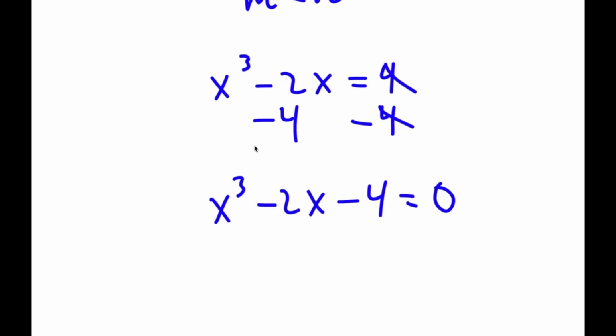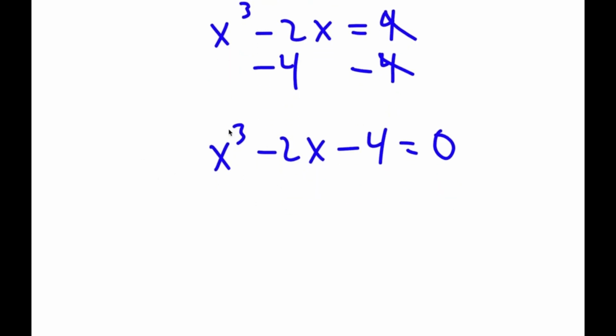Now, I'm going to first go ahead and start by checking the solution. So let's first start with x equals 1, because I need to find at least one valid solution to this before I can find all the other solutions. If I plug in 1, I get 1 to the power of 3 minus 2 times 1, which is minus 2. 1 minus 2 is negative 1. Negative 1 minus 4 is negative 5, so that wouldn't work.